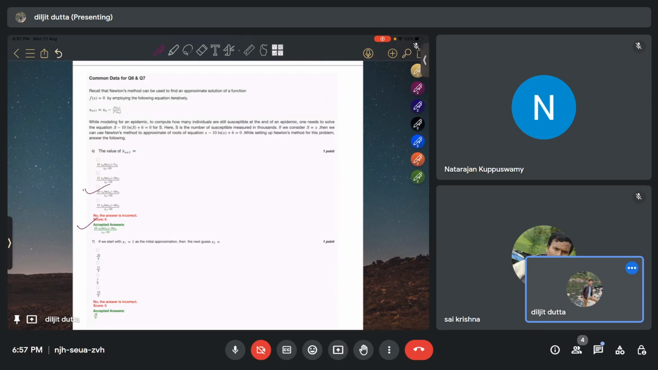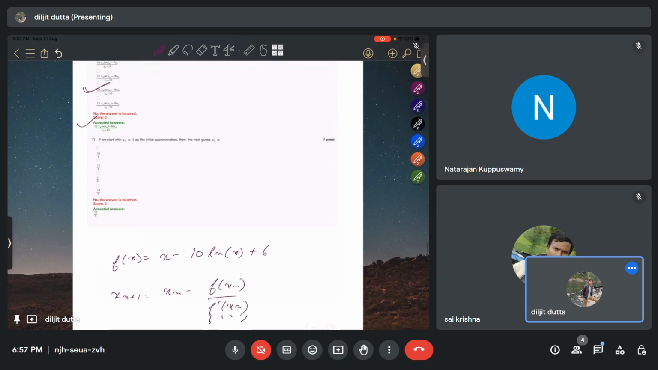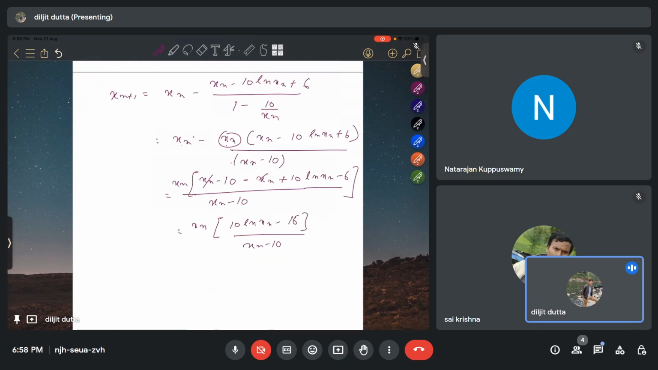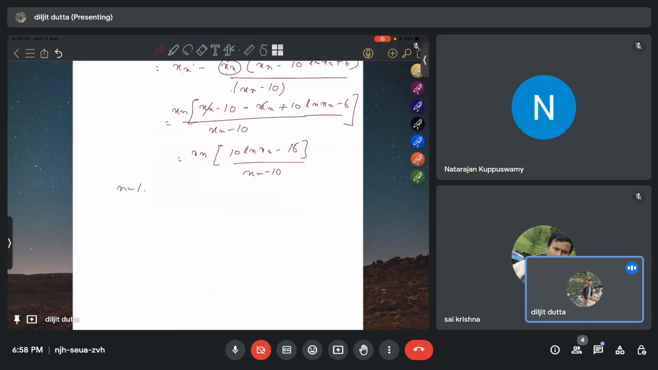Yeah, option C. Okay, this is just simple arithmetic only. If you know the method, you always proceed with the arithmetic. So if we proceed with x1 equal to 1 as the initial approximation and next guess x2, in case of n, here n is equal to 1.